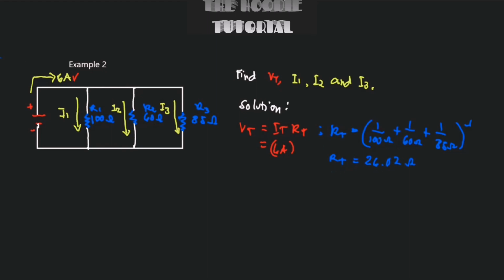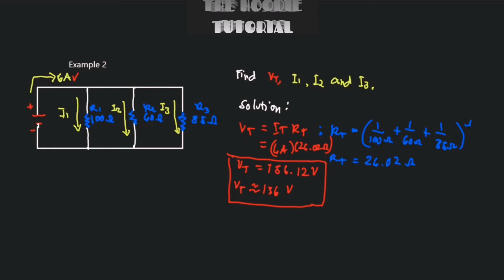Since we already have that, let's just put that value right here, 26.02 ohms. So since we already have that value, we can now find the total voltage. Putting that into our calculator, we will have a value of 156.12 volts, or approximately just 156 volts. So this would be our answer. Either of these is correct.